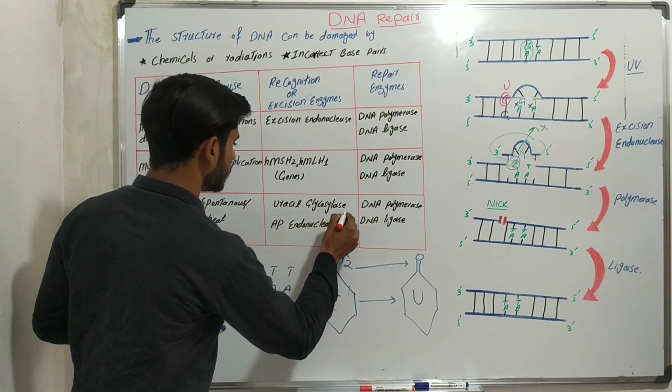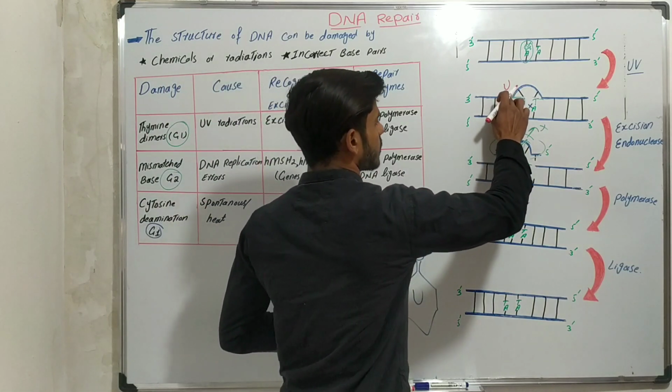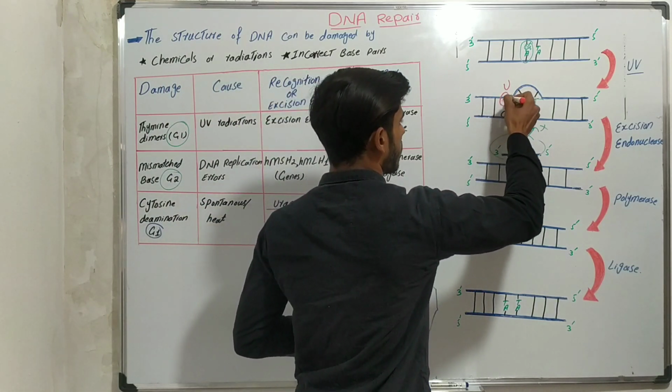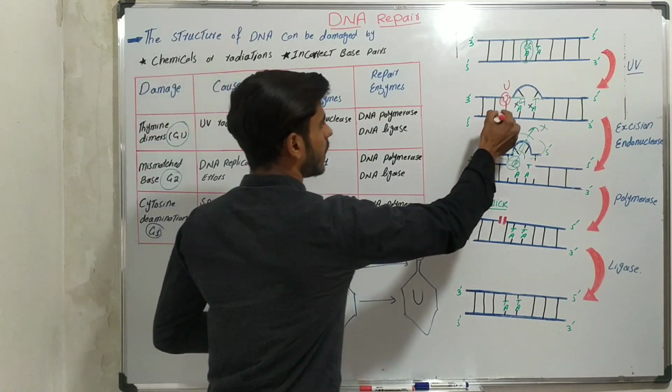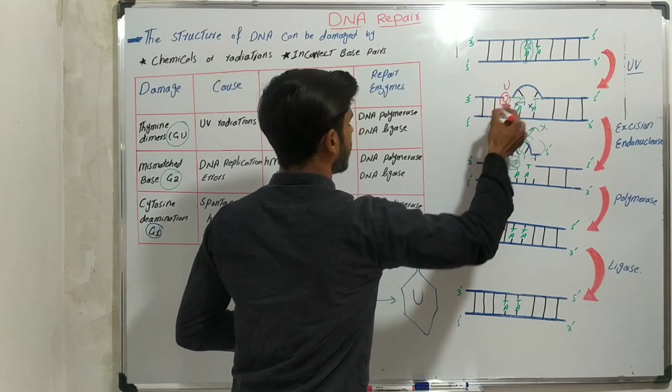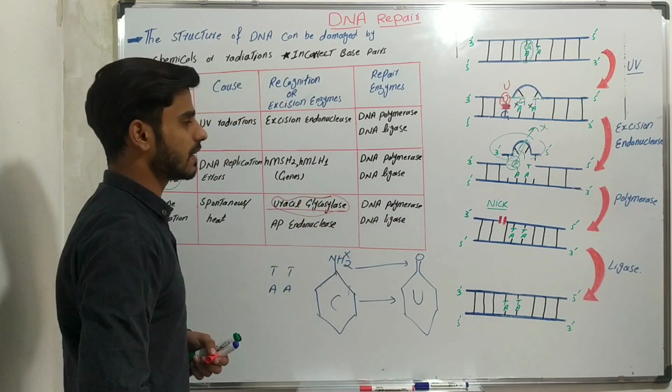First this enzyme will come, uracil glycosylase, and it sees that here must be C, but here is a U forming a bond with the G. So it will break this bond, and the uracil will go out. This enzyme will recognize and break this bond, and then the function of the second enzyme will start.